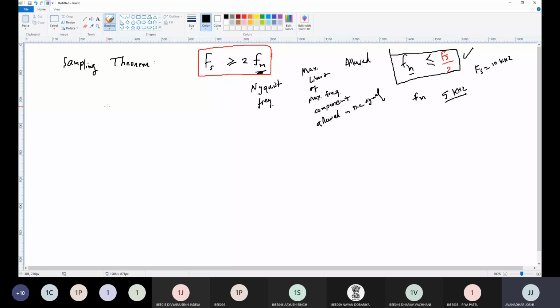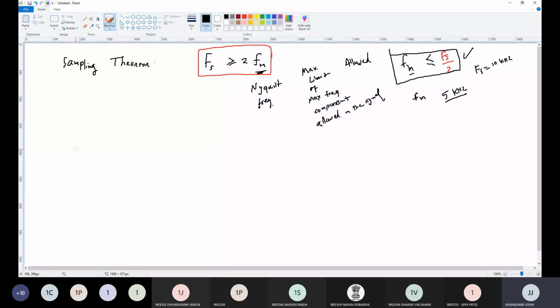Or if I give you the Nyquist frequency, you should be able to tell me the sampling frequency. Or if I give you the maximum frequency component, you should be able to choose the Nyquist frequency as well as the sampling frequency. Will you be able to do so? Say yes or no. Yes, sir.